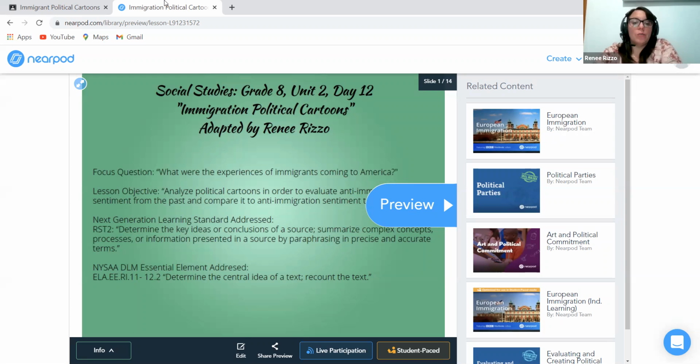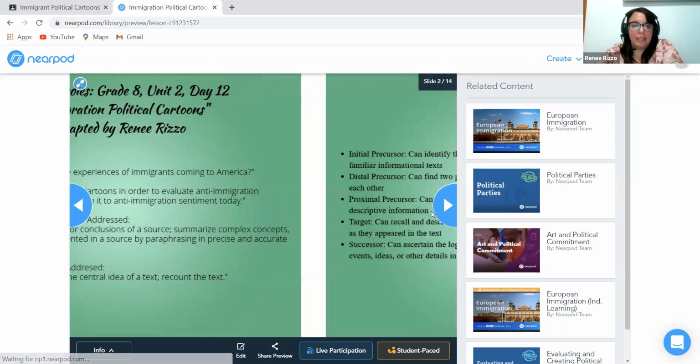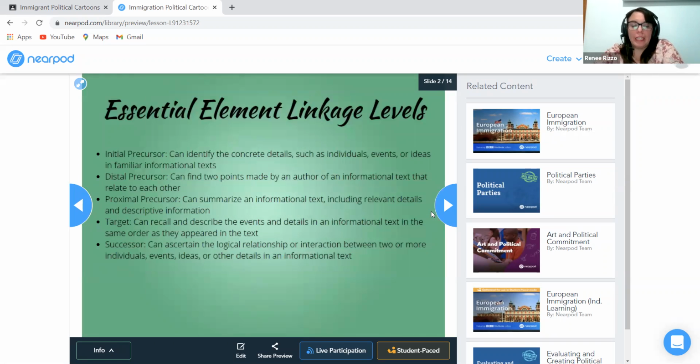Next Generation Learning Standard addressed, in my opinion: Determine the key ideas or conclusions of a source. Summarize complex concepts, processes, or information presented in a source by paraphrasing in precise and accurate terms. NCSC DLM essential element addressed: Determine the central idea of a text. Recount the text.